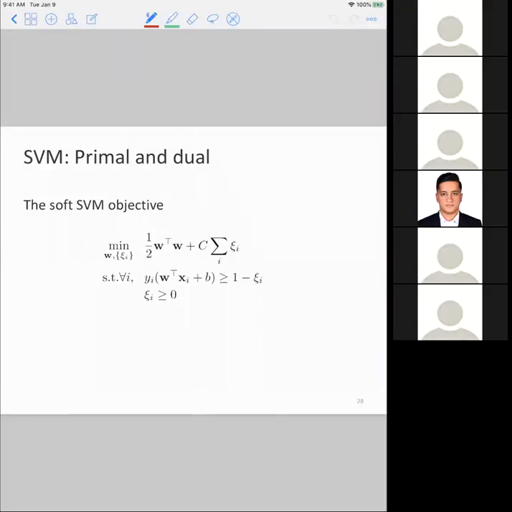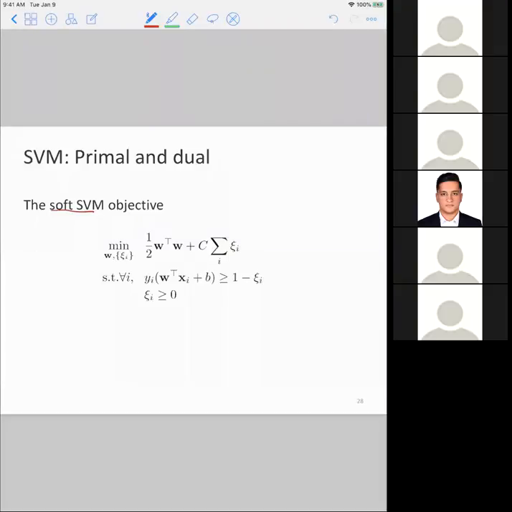Okay, now let us look at the SVM primal form, and then let us try to convert it into the dual form, like to solve the dual form and see what we can get. Right? So we'll focus on the soft SVM objective function, because it is the most general form which can take care of the data which are even not linearly separable.